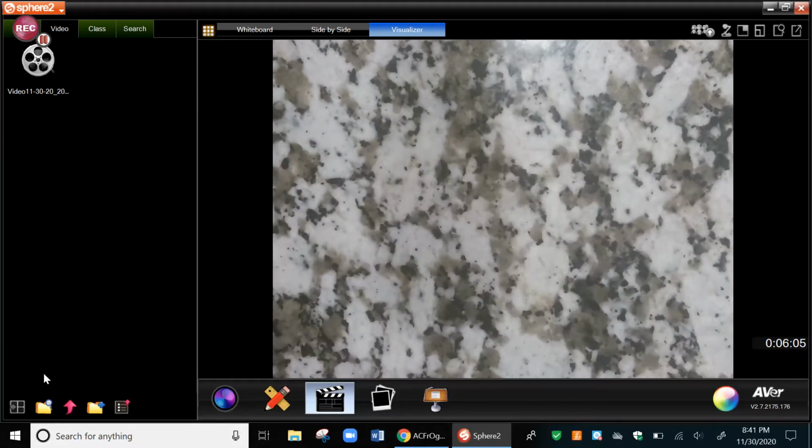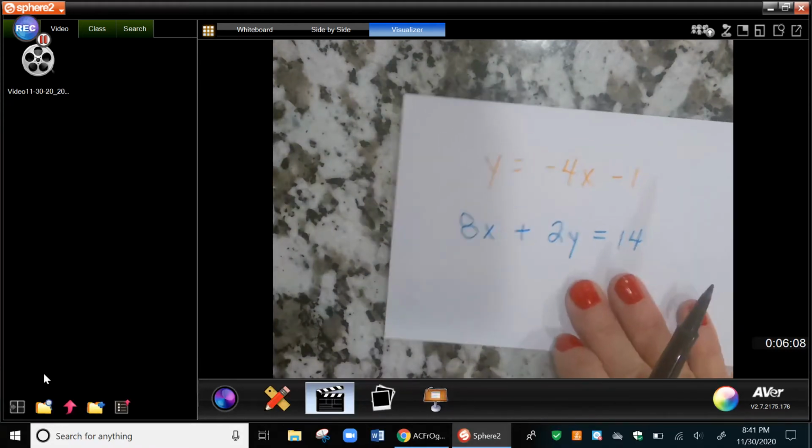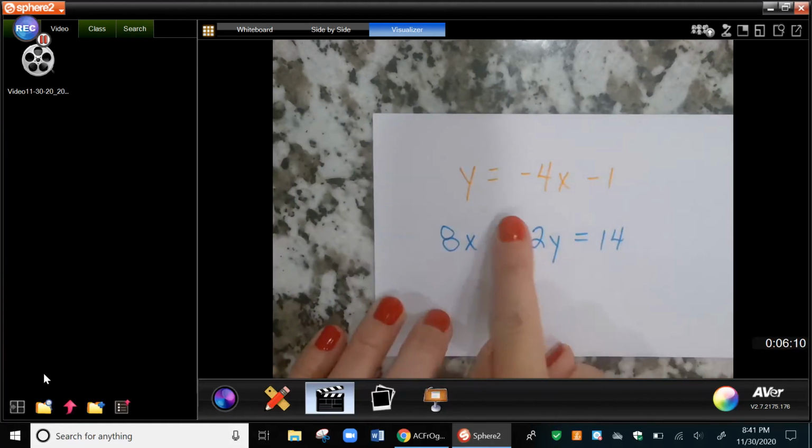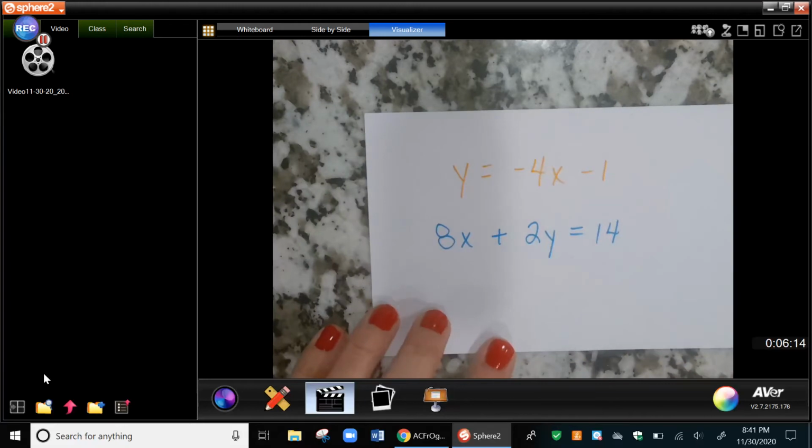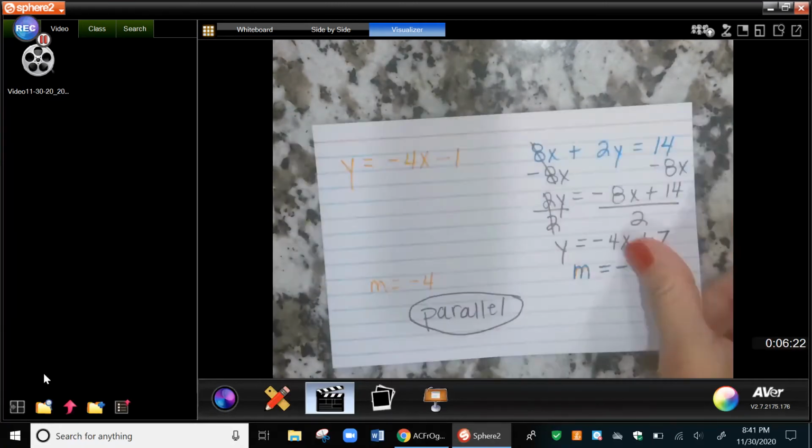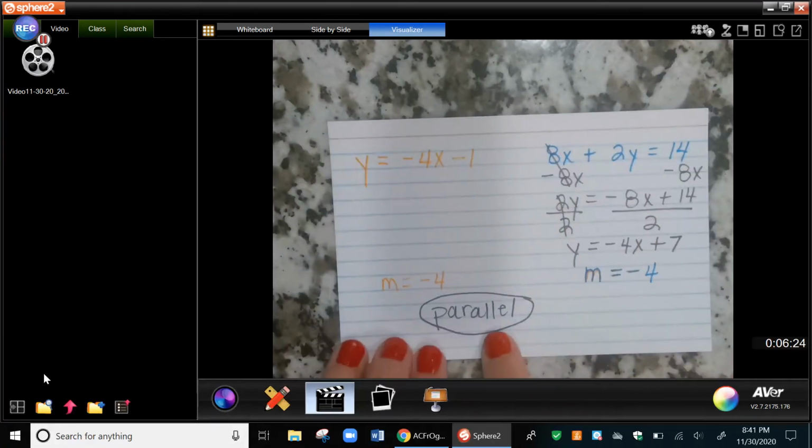Here's another pair of equations. One's written in slope-intercept form, and the other equation is written in standard form. Would those two equations represent lines that are parallel or perpendicular or neither? Well, they're parallel lines, but let's talk about why.